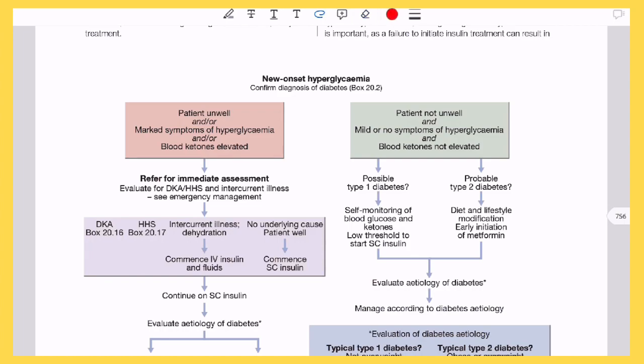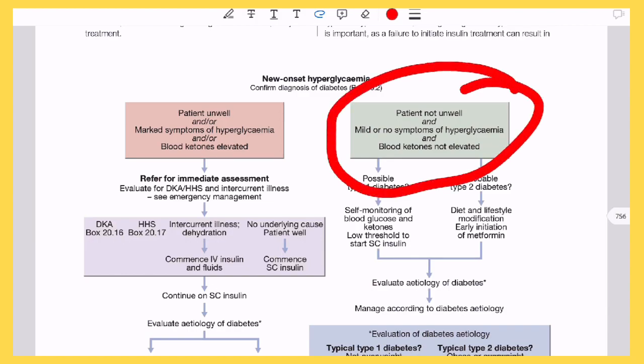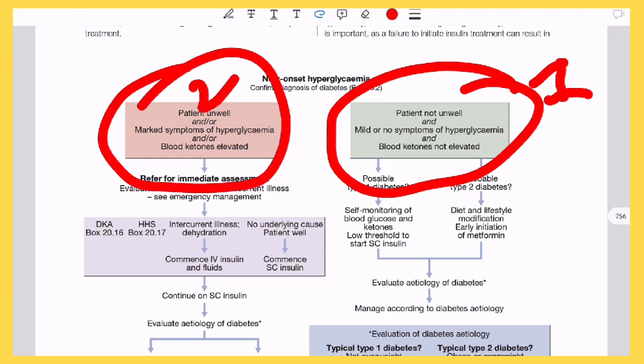So which group is group 1? This is group 1 and this is group 2. Group 2 patient is unwell. There will be marked symptoms of hyperglycemia. Ketone bodies may be elevated. In group 1, the patient is not unwell. There are mild symptoms of hyperglycemia or no symptoms of hyperglycemia. Ketone bodies are not elevated.